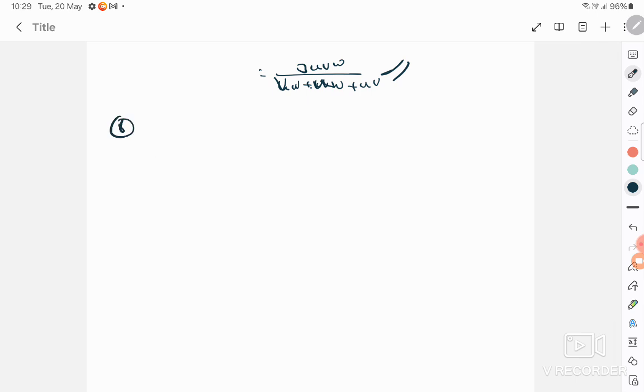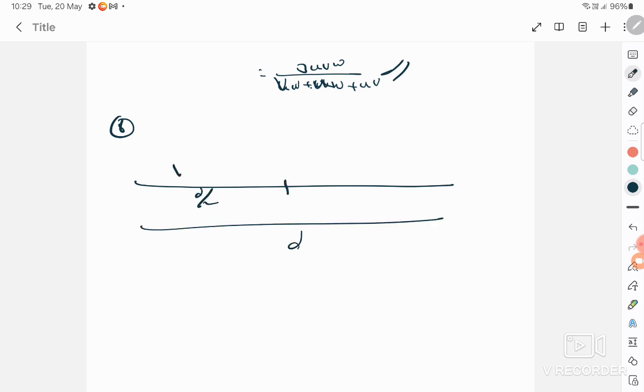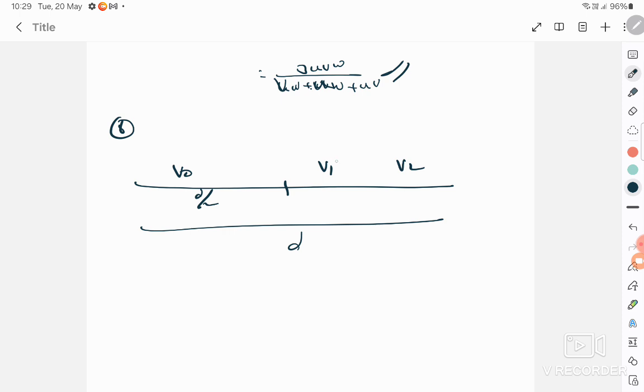A body is traveling along a straight line, covering one half the distance with velocity v naught. So supposing this distance is d, this is d by 2 with velocity v naught. The rest of the journey they are covering with velocities v1 and v2 for an equal time period. So let's assume this time period is t1, this is time period t2, and let's assume the whole time period is t2. So exactly half the time period.